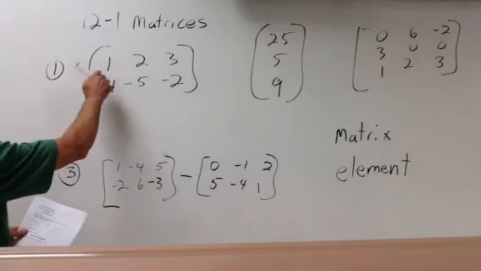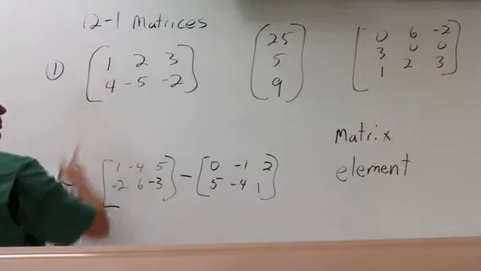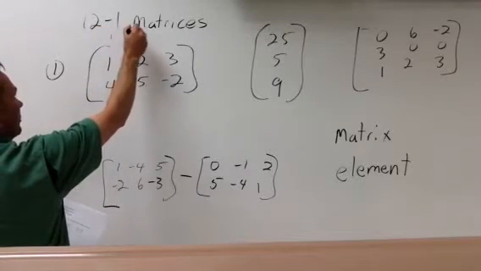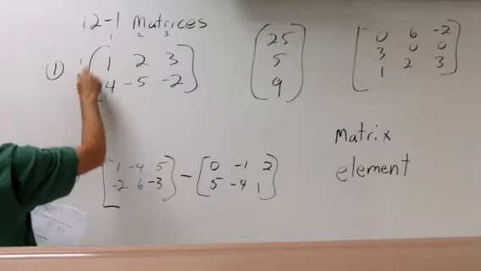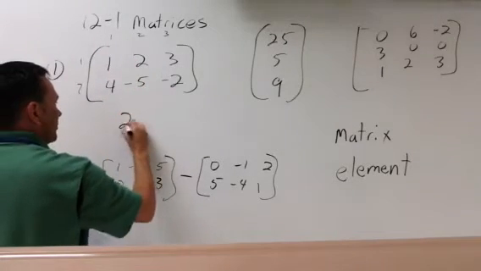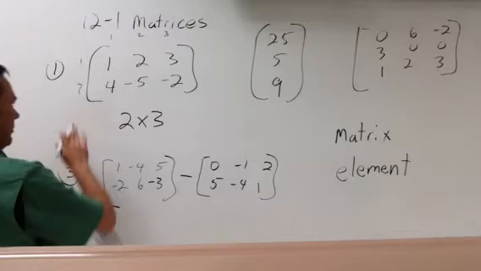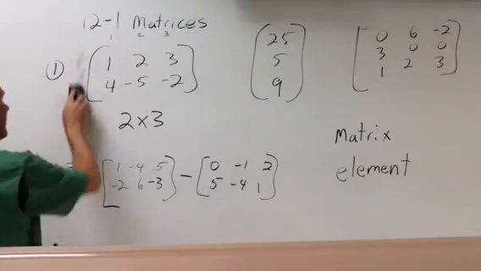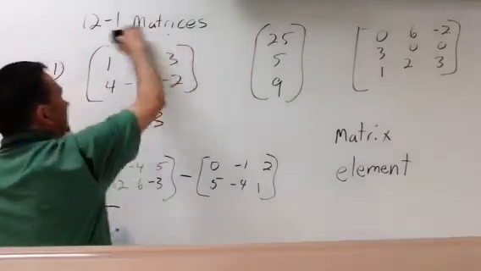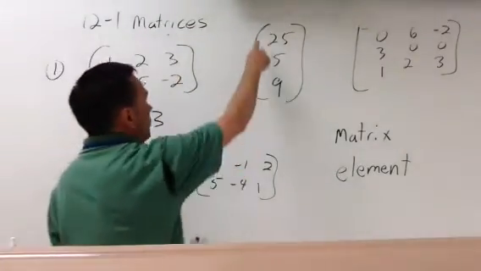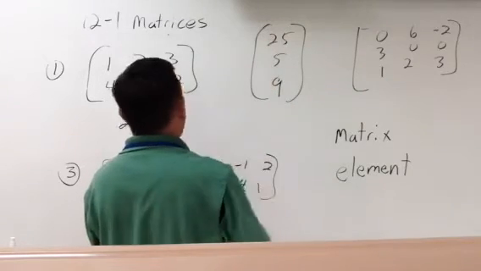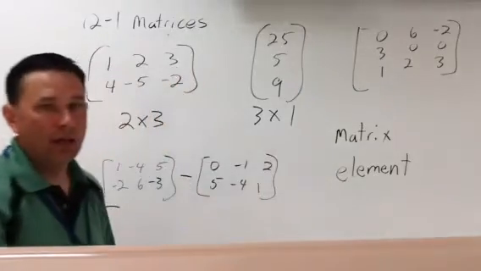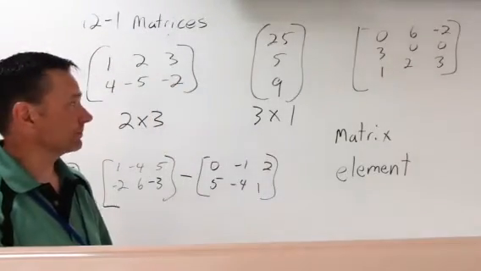So if we look at this, how many rows do we have? We have 2 rows and 3 columns. So this is a 2 by 3 matrix. I just put up some examples you can see. The second matrix has 3 rows by 1 column, so this is a 3 by 1 dimension matrix.